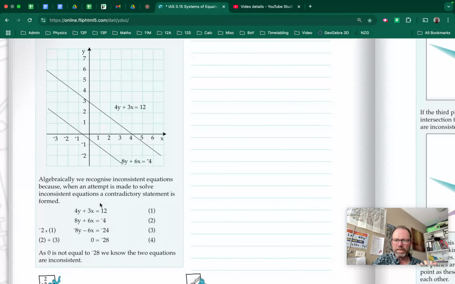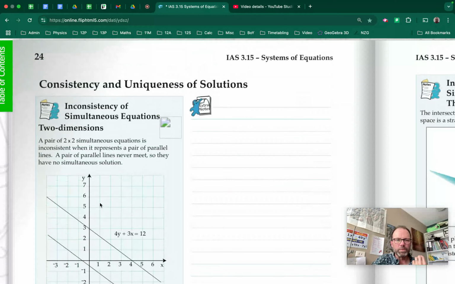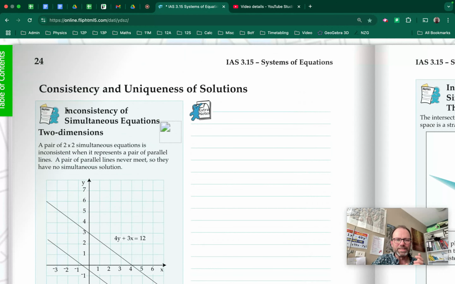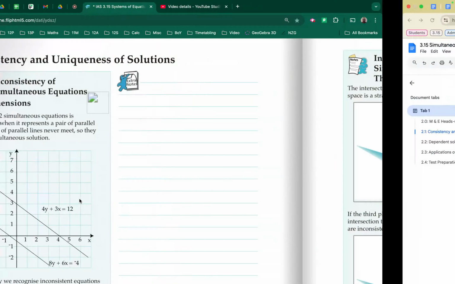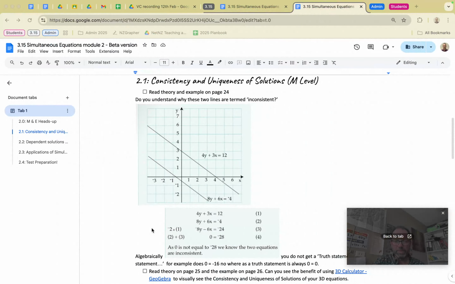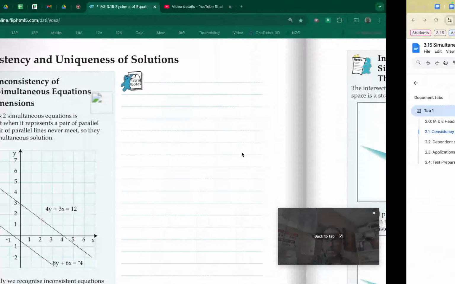So what you've just done there is prove that this is, what's the word? Inconsistent is the word, okay? Whereas if this bottom equation was cutting through here, there would be an intersection point, and you could say there is a unique solution. This is two-dimensional. Boring. What we need to do now is basically switch into examples on page 25 and 26.